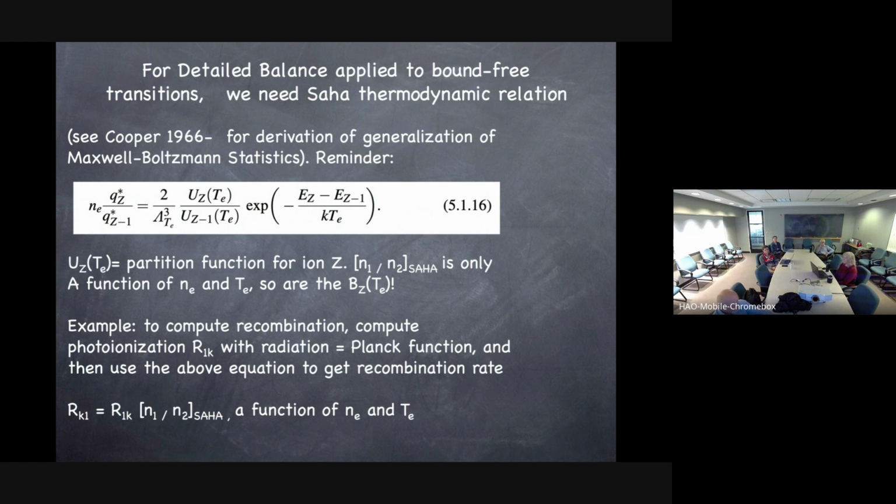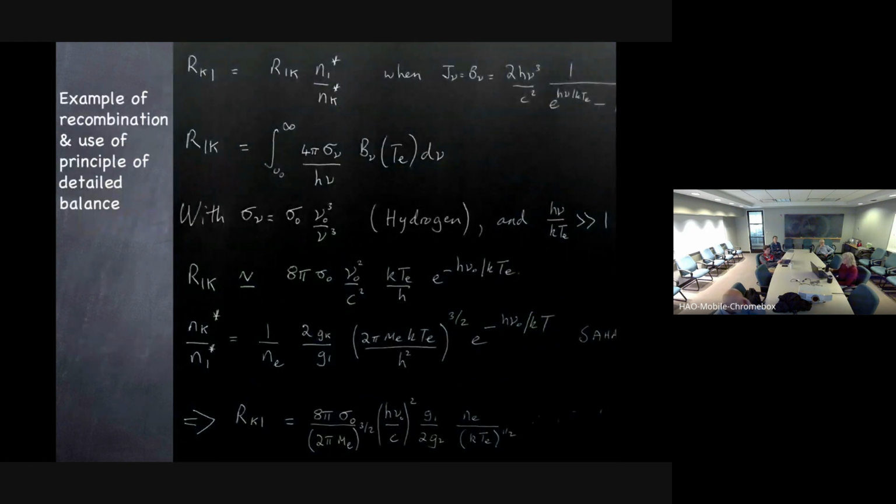So now all we've actually got to do is the following example. To compute the rate at which atoms grab an electron and emit a photon, we say there's a balance between photoionization with the Planck function and then recombination with this distribution of electrons and atoms that we have. And I do that here. I mean, this is a very simple thing. So basically, detailed balance is that top left equation.